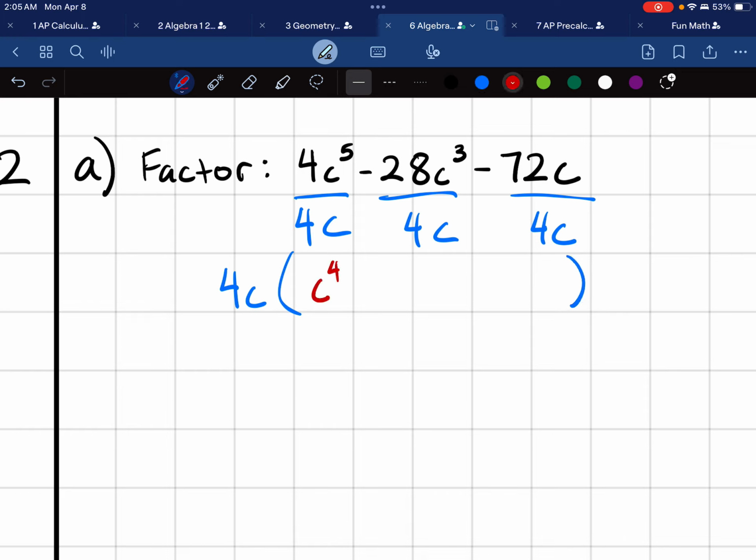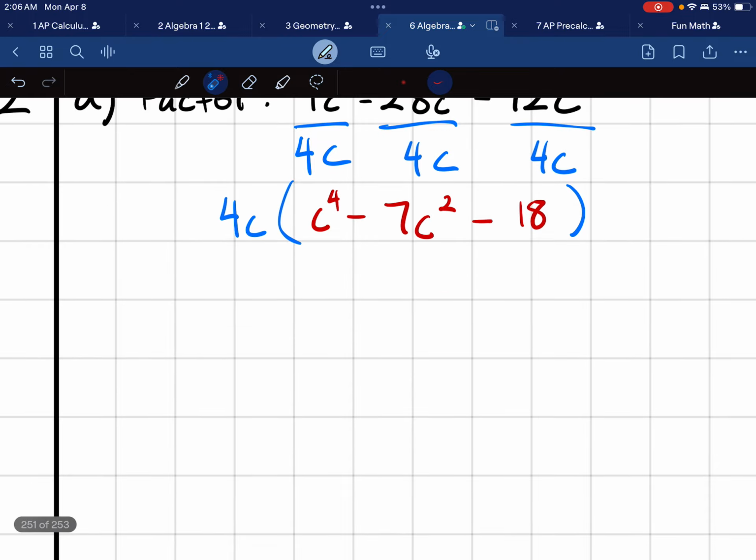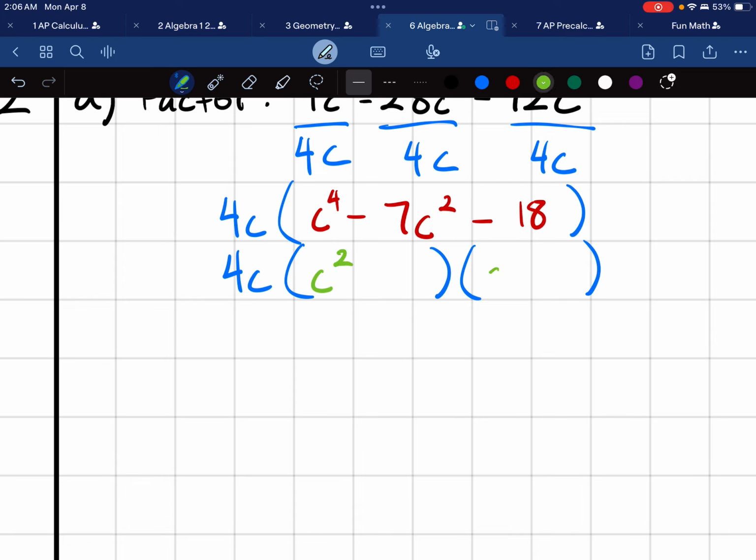I have a c to the power of 4, c to the power of 2, and no c. I have a minus 7 and a minus, what is that going to be? 18, it looks like. And then again, ninja star, what two terms multiply to 18 and add to 7? 2 and 9 would be pretty safe choices. So I'm going to say 4c, and then on the inside here, I'm going to have c, again, I'm going to do this power right here. So c squared and c squared. And I knew it's going to be plus 2 and minus 9.